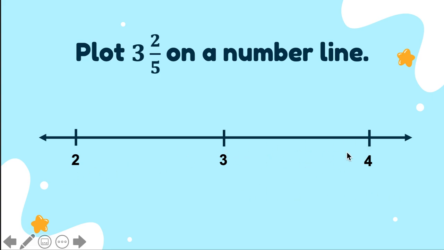And then after that, for 3 and 4, you have to divide this part into 5 parts, because we're going to get the 2/5 part of this whole part. So dividing it into 5, we have here the first part, the second, the third, the fourth, and the fifth. So the first one is 3 and 1/5. The next one is 3 and 2/5. Next, 3 and 3/5. Next, 3 and 4/5. And of course, the last one will be 5/5, which is also equal to 4. And then locate now 3 and 2/5. So that is how we plot 3 and 2/5 on a number line.